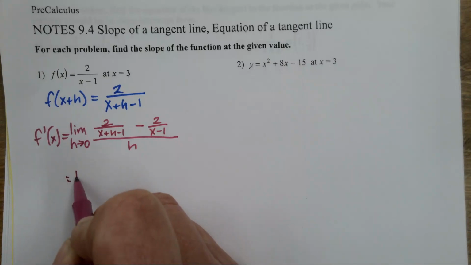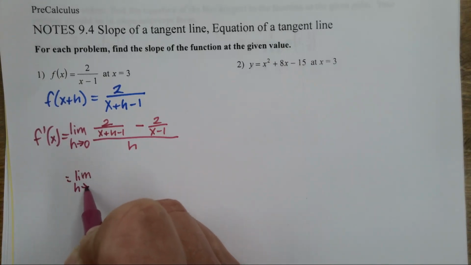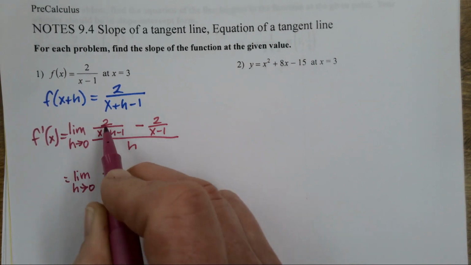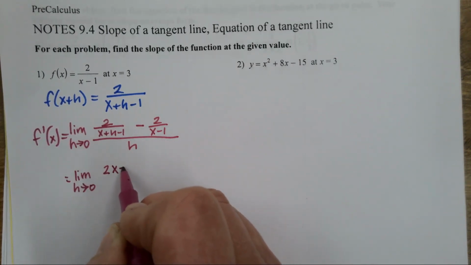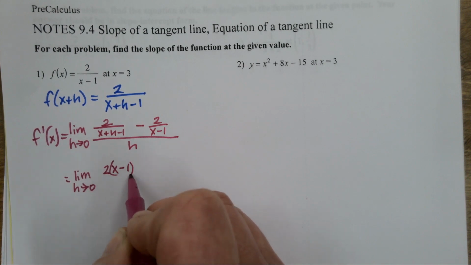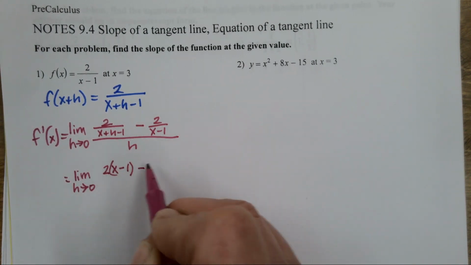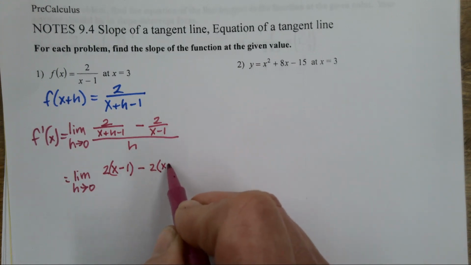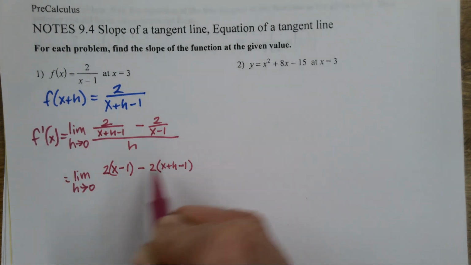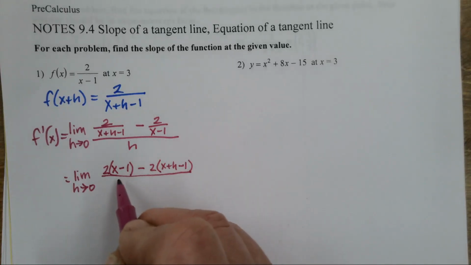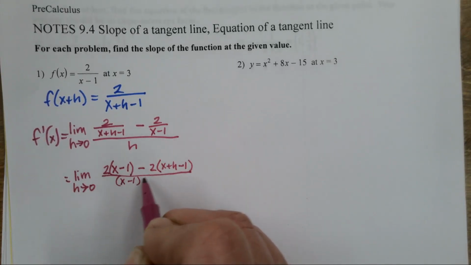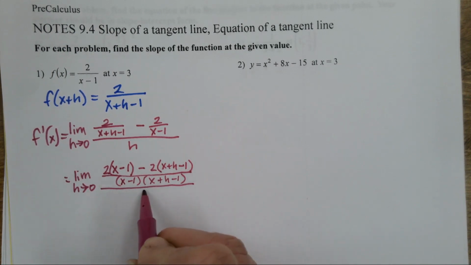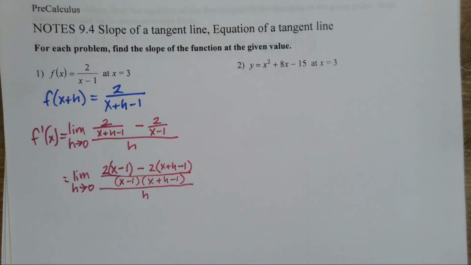So I didn't take my limit yet, but I'm going to do the common denominator. I'll multiply the first fraction by x minus 1, which is 2x minus 2, and the second fraction, which I'm going to assign the minus 2, by x plus h minus 1. And this will all be over the common denominator, which is that kind of ugly thing, but that's okay. We'll take care of that later.